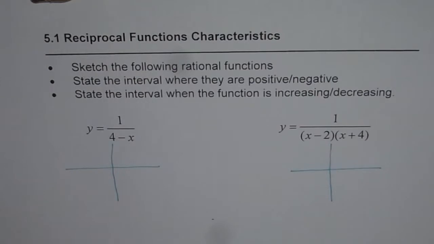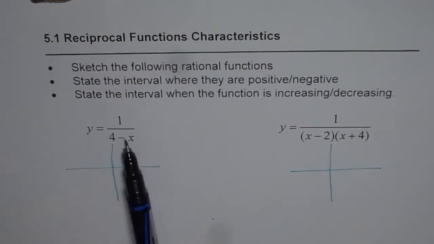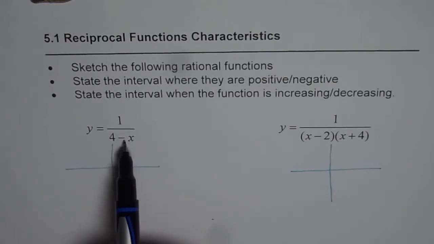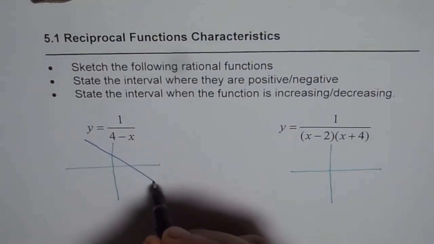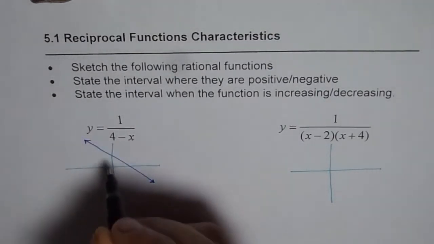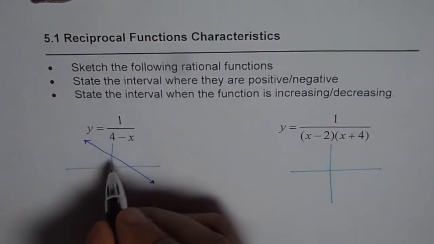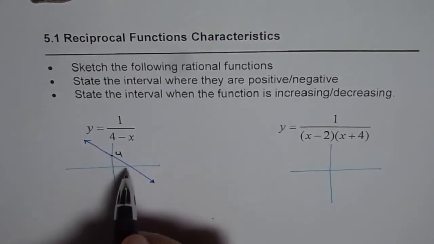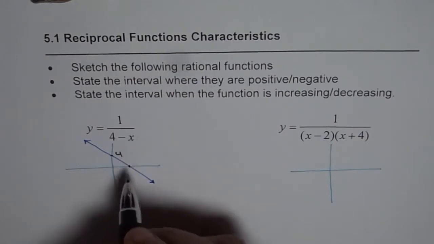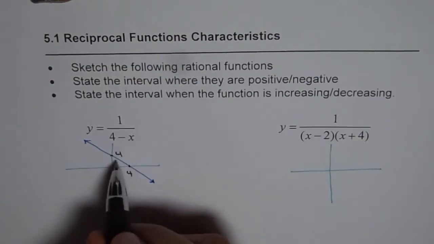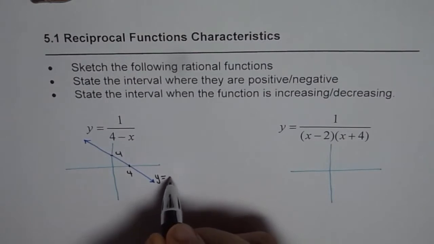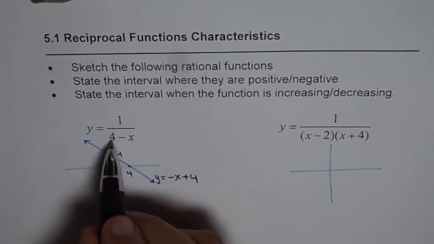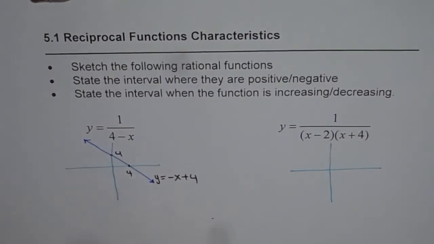Now the first one is y equals 1 over 4 minus x. So 4 minus x represents a line with y-intercept of 4 and slope of minus 1. So I can draw a line something like this. That represents my line 4 minus x. Do you see that? The y-intercept is 4 and the slope is minus 1. You get the x-intercept at x equals 4. This is the line y equals minus x plus 4, which is the same as 4 minus x, correct?